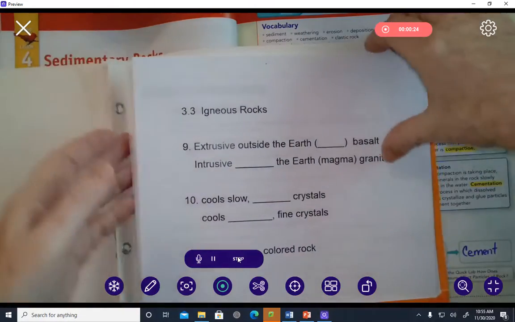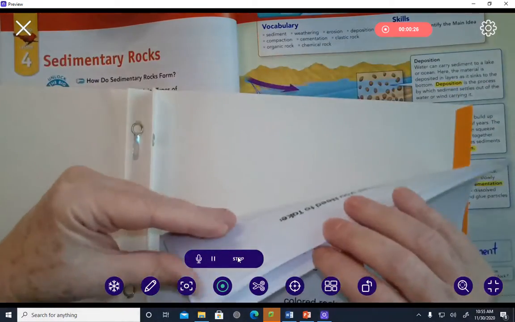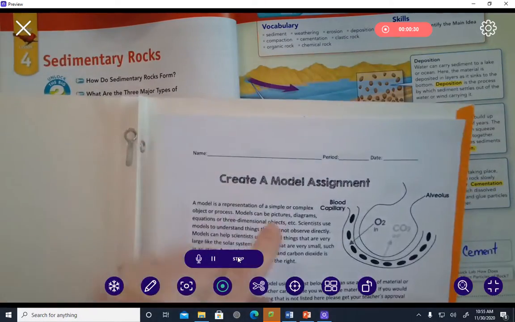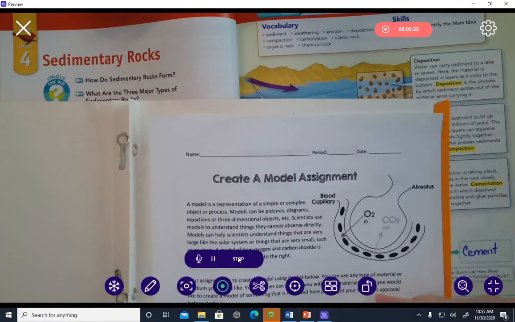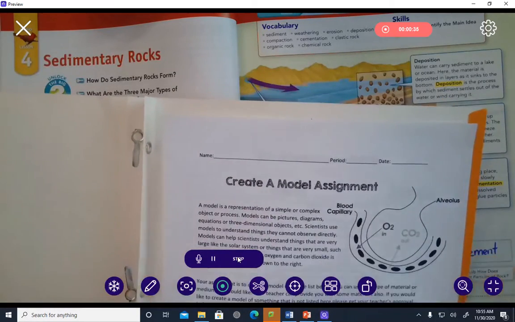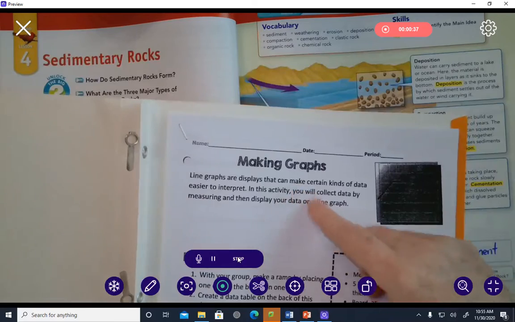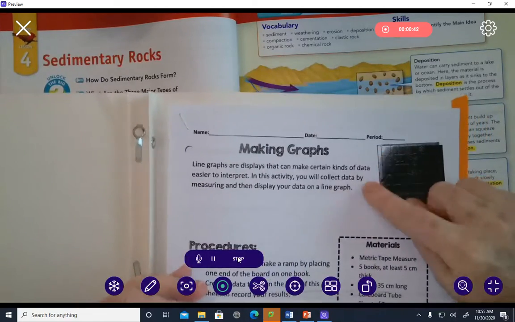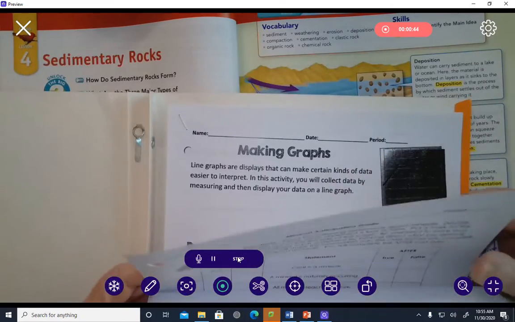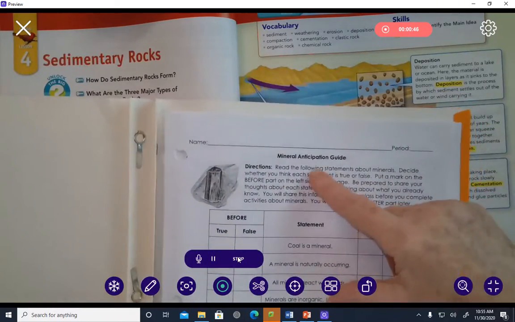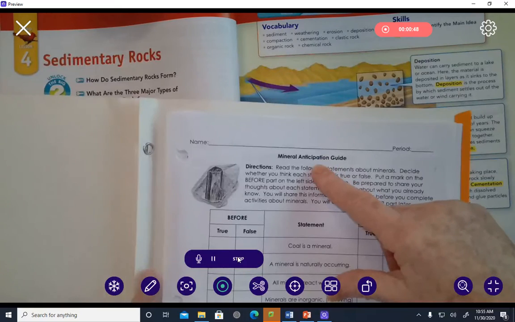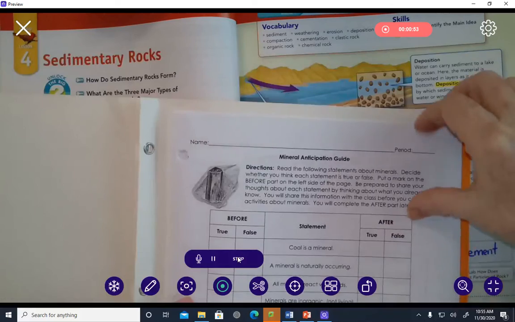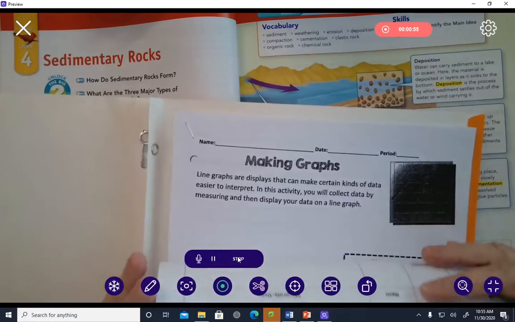I'm going to start at the very beginning, even though these first two assignments aren't geologically related. Remember, we had to create a model, and you got that grade. You should have your making graphs paper back. We did this together in class. If you were a cohort and remote still, you did that at home and sent it to me. Then we did a little activity to get to know what you knew about minerals. We answered this. It was a very brief little lab that you did.